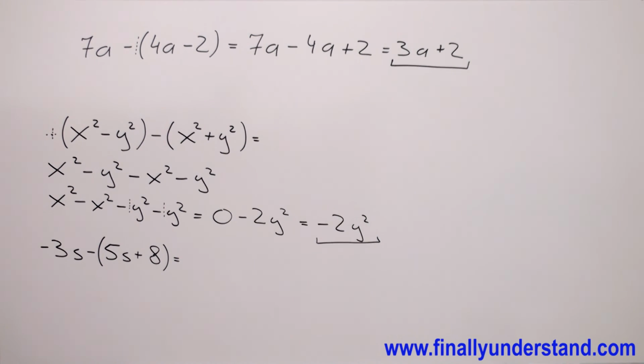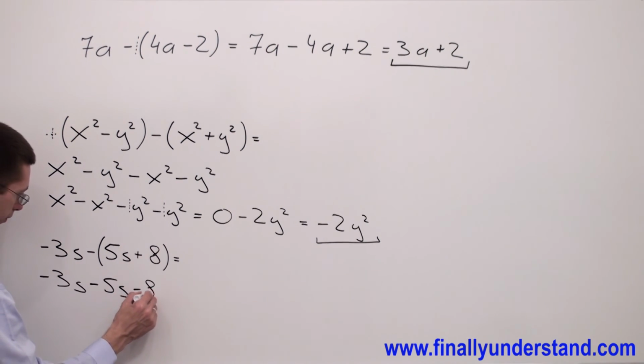Let's take a look at the third example. We have to eliminate parentheses first. How we can eliminate the parentheses? By multiplying negative by every single sign inside of the parentheses. So let me copy down minus 3s. I have negative times positive gives me negative 5s. Negative times positive gives me negative 8.